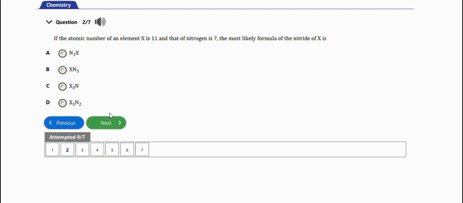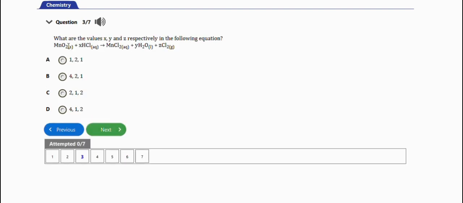The next question is this one. It says, what are the values of x, y, and z respectively in the following equation? So it's just the same thing. Let's balance it here. Manganese is 1, manganese is 1, it is balanced. Oxygen is 2 here, oxygen is 1. So to balance oxygen, you're going to add 2 at this value of y. So when you do this, oxygen will now be balanced.